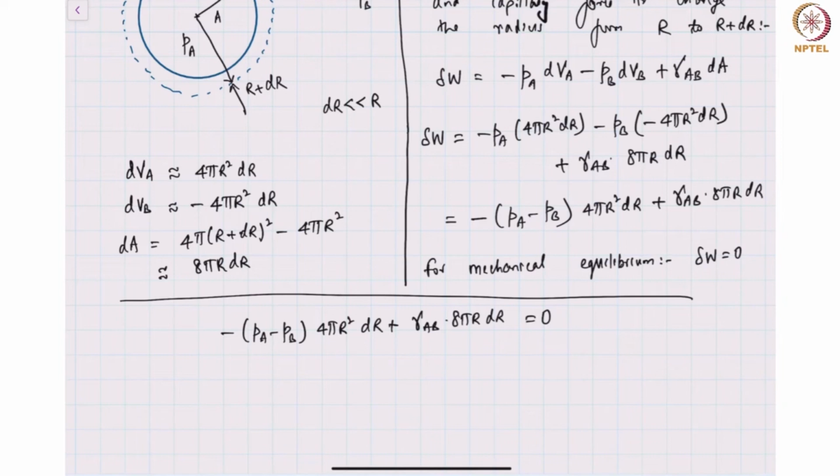Or rather I want to find out for all possible values of dr what will be the result. What I now have is a simple relation between the pressures. PA minus PB would be gamma AB times 2 by R.